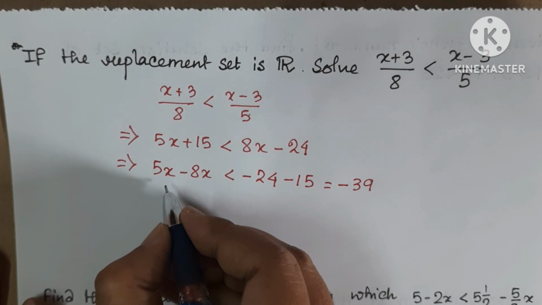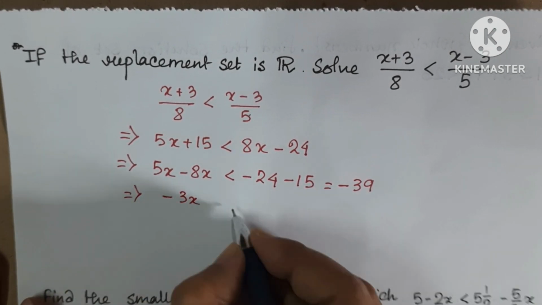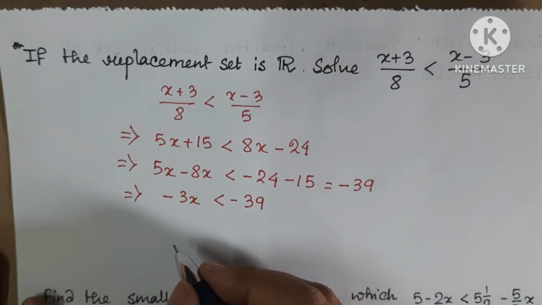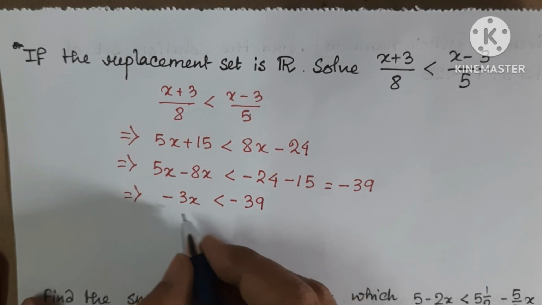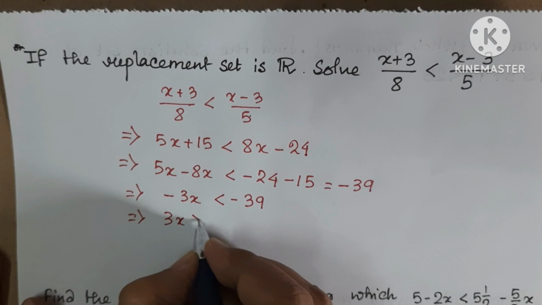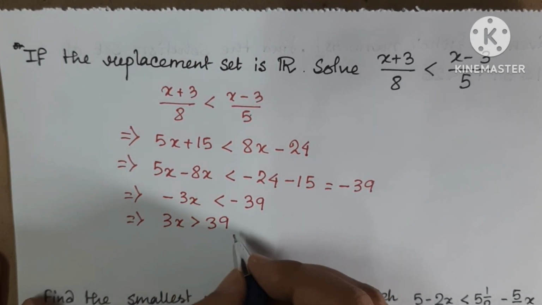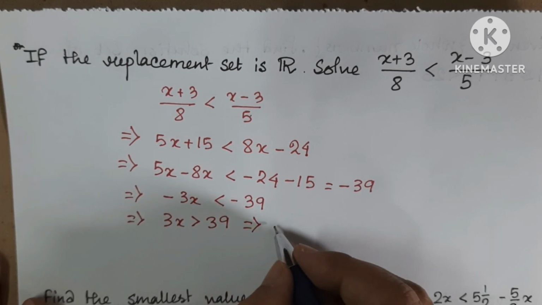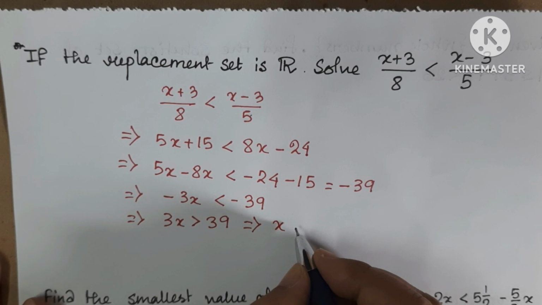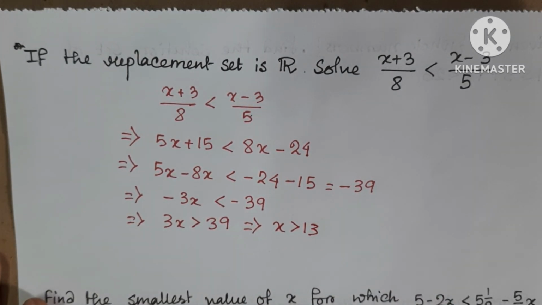Now 5 minus 8, that means minus 3x, okay, that is less than minus 39. Okay, now if you change the sign on both sides, what will happen? 3x greater than 39. Okay, now if you divide both sides by 3, what will you get? x greater than 13, right? 39 by 3, 13.